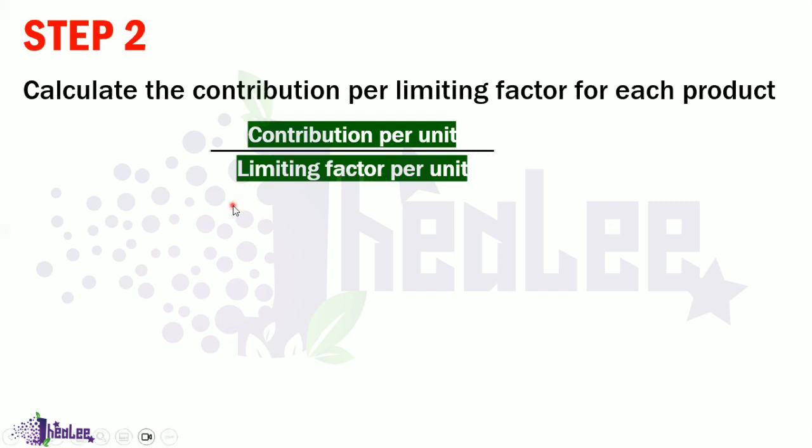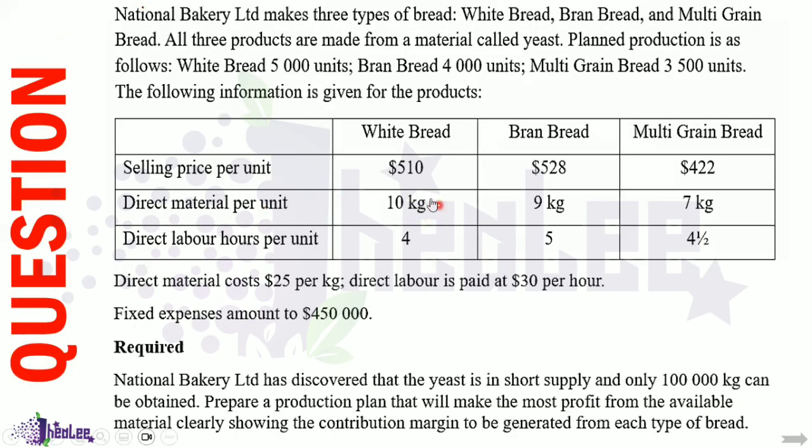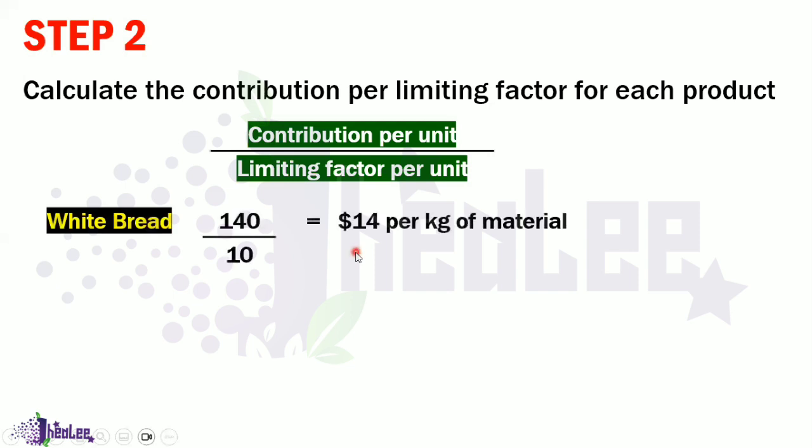So let's begin with that for the white bread. And the contribution per unit of white bread, back to step 1, that is $140. That 140 will be divided by the limiting factor of 10. And this will give us a result of $14 per kg of material. So what we're seeing is that the contribution per limiting factor of white bread is $14.